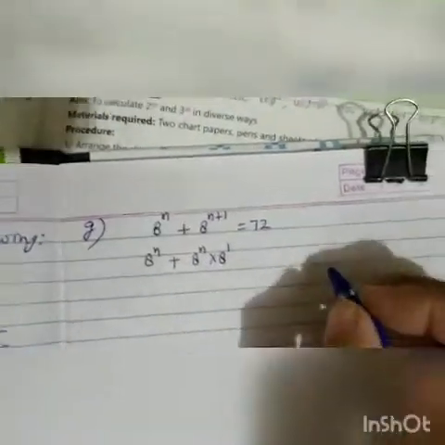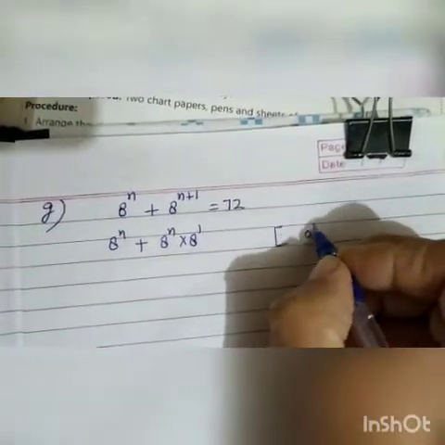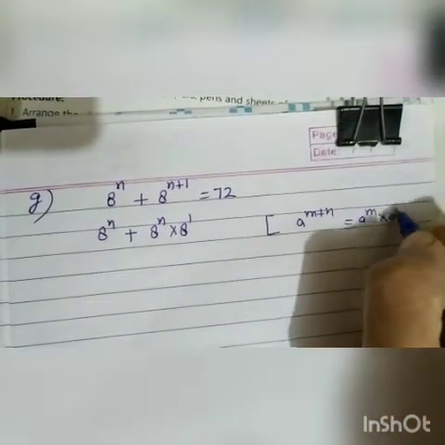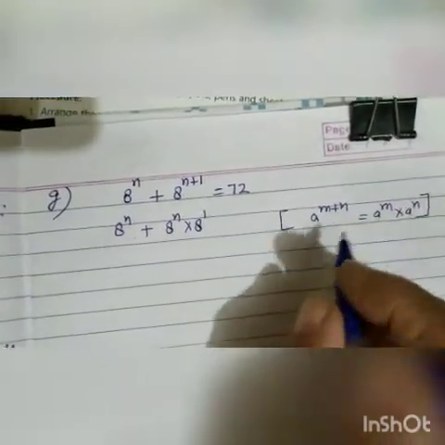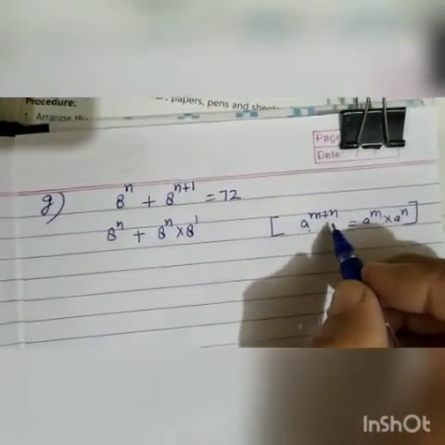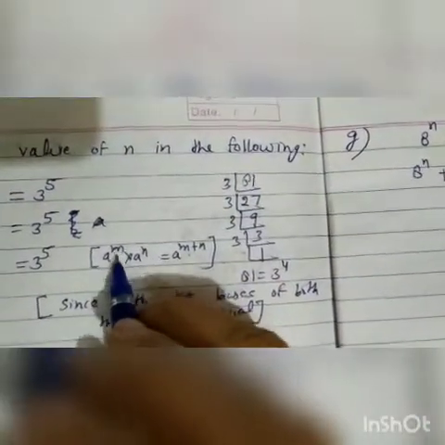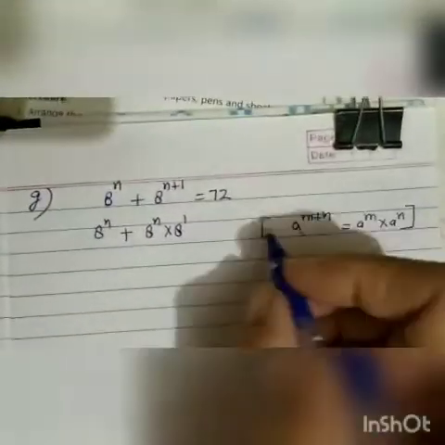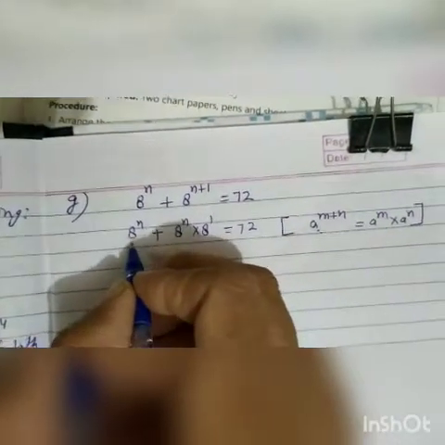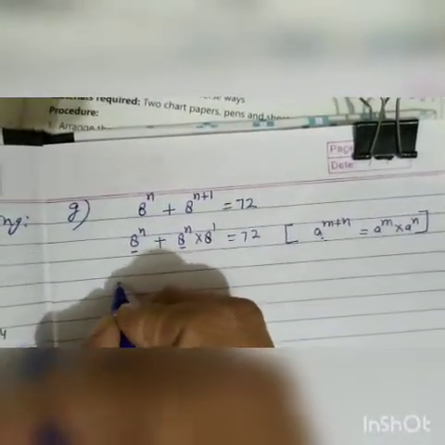We are using the product law again: a power m plus n is equal to a power m multiplied by a power n. We have written this law in reverse. Then the equation is equal to 72. Now see, from here 8 power n can be taken as common.